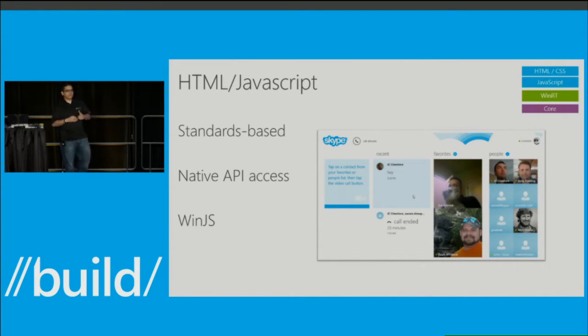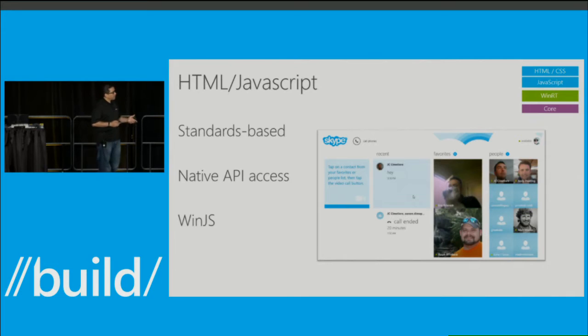What we have is that you will be coding to HTML, CSS, JavaScript, all of the standards-based stuff, but those APIs will have full access to the native platform. So from within your JavaScript, you will be able to open a network file. You will be able to make a network call. You will be able to do anything you want, getting down to those WinRT APIs.